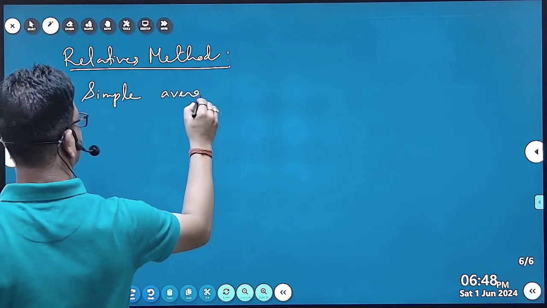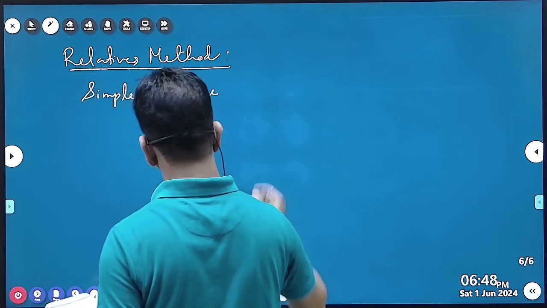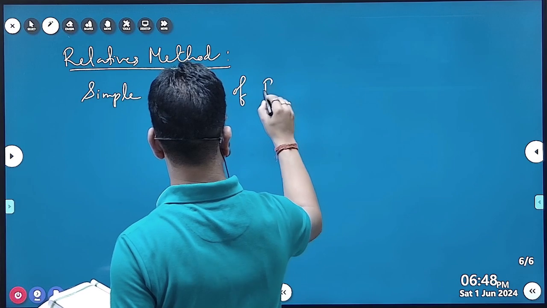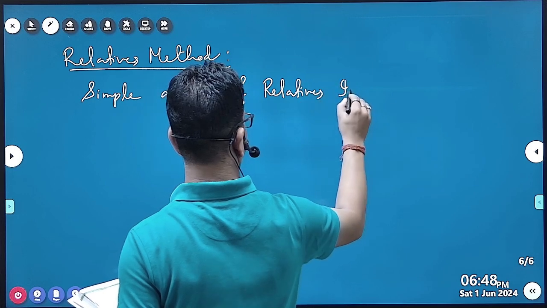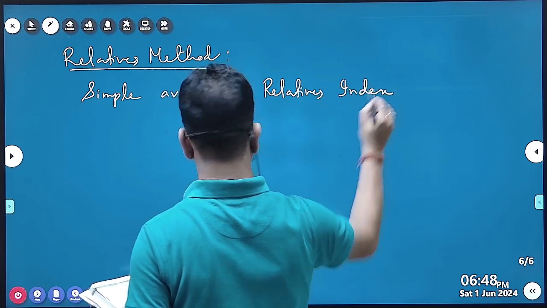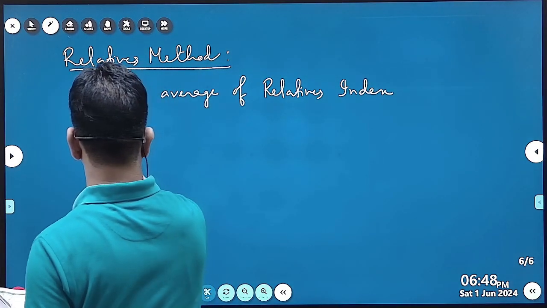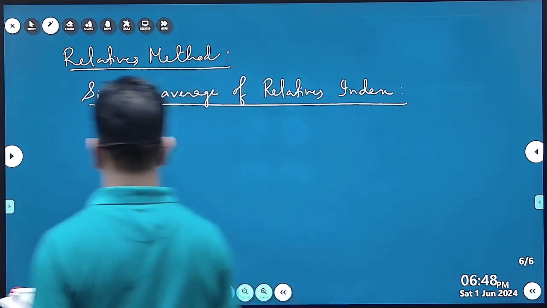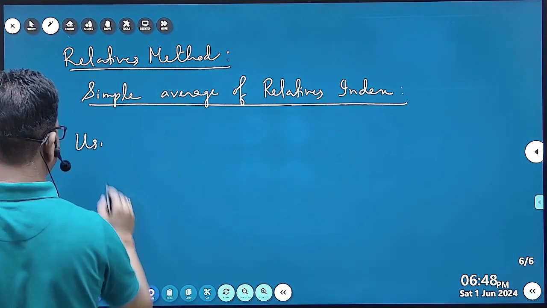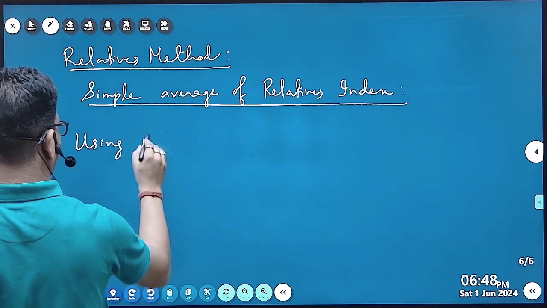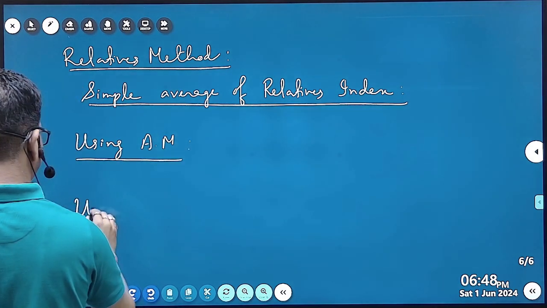You write this one, we will not discuss much. I just explain what to do. Simple average of relatives indices. Okay, so there are two methods: using arithmetic mean, using AM and using ZM.